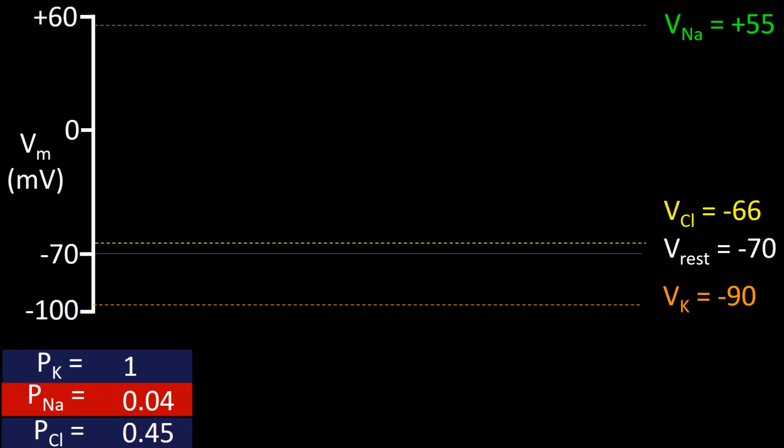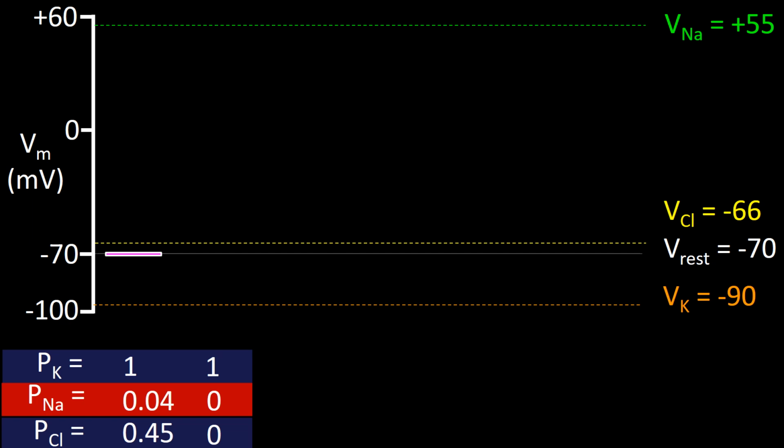This relation expresses that for each 100 channels of potassium open, we will have 4 channels of sodium open and 45 channels of chloride open. In such case, the membrane potential will be less negative than the potassium Nernst point because of the contribution of chloride and, to a much lesser degree, the contribution of sodium to the membrane potential. This is the numerical relation of channels open that we find in most neurons at rest.